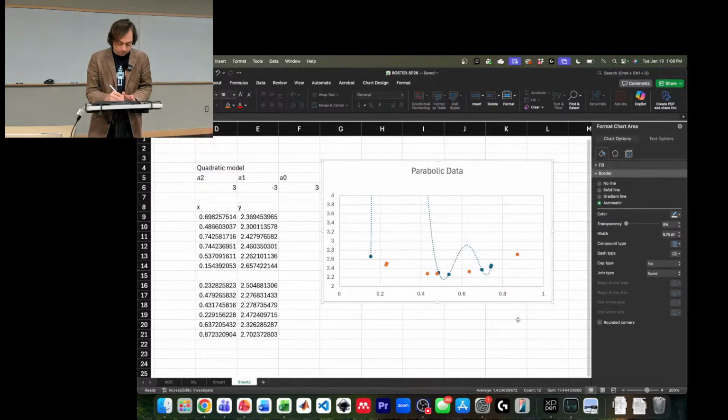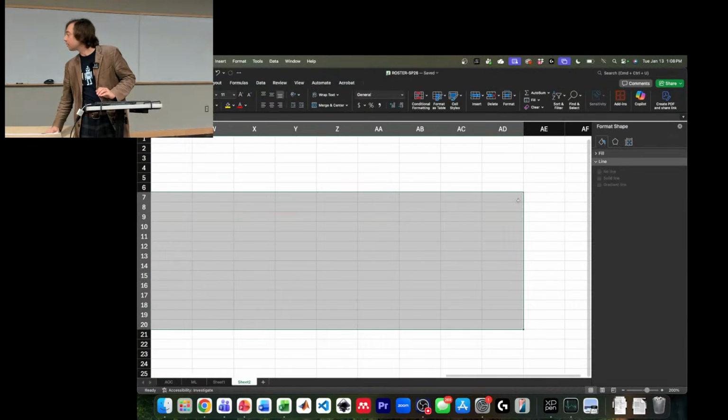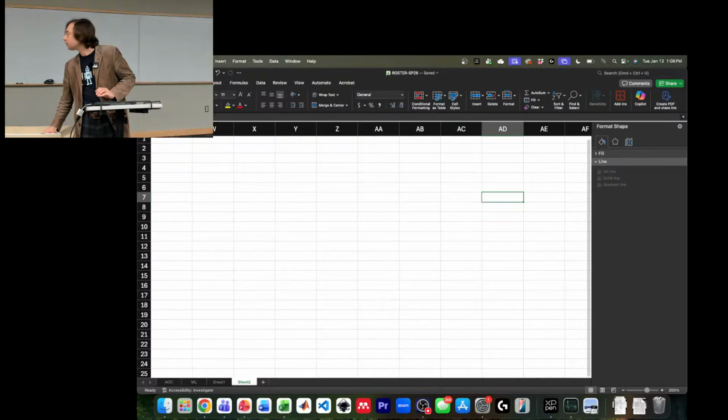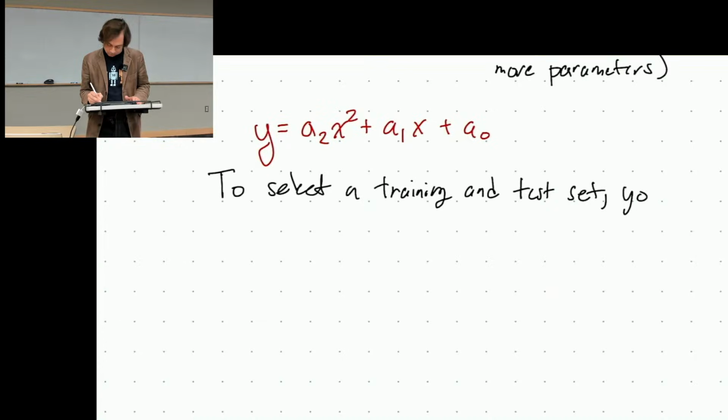So to select a training and test set, you want to select a representative sample.